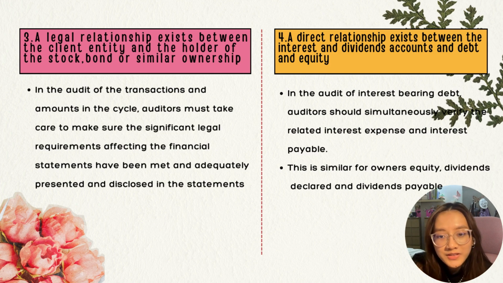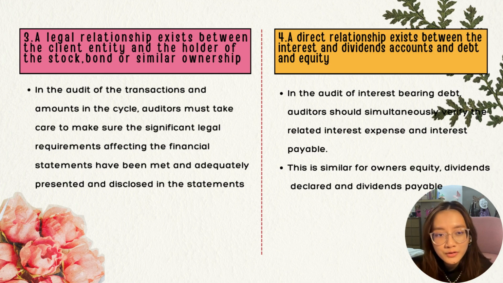This is similar for owner's equity, dividends declared, and dividends payable. Likewise, when auditing owner's equity, auditors should simultaneously verify the dividends declared, which means the dividends announced to be paid to shareholders, and dividends payable, the dividends that have been declared but not yet paid. These accounts are also directly related, as the dividends declared during a period should match the dividends payable unless they have been paid.